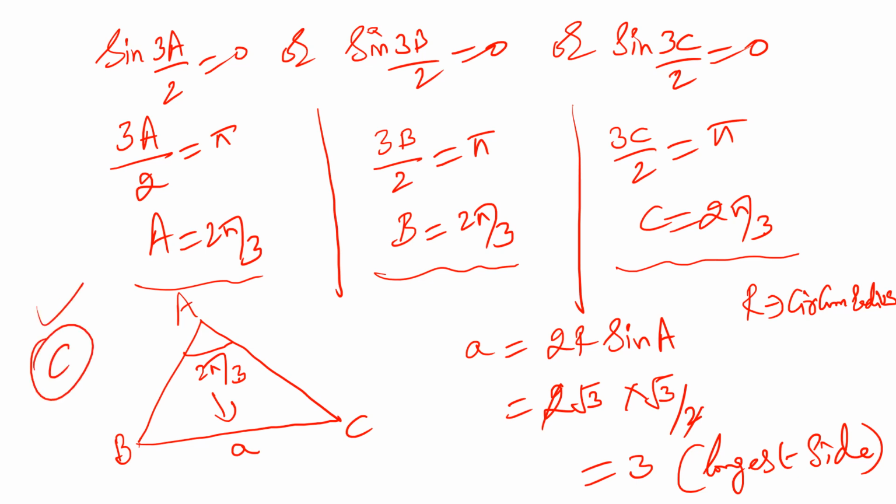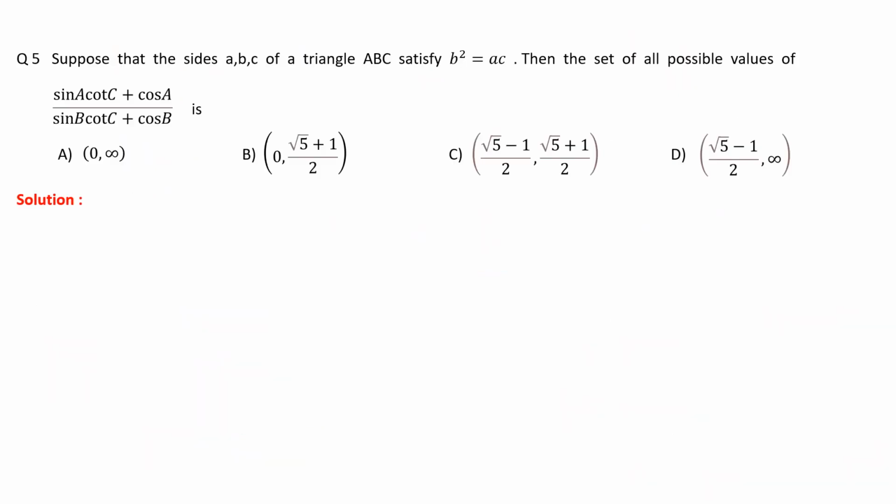Now we move to the next question. Now students, this is also a nice problem based on the topic of solution of triangles. In fact, in this question, you will be required to use triangle inequality. Now, the question says, suppose that the sides a, b, c of a triangle ABC satisfy b square equal to ac. That means the sides of the triangle are in geometric progression. Then the set of all possible values of this given expression is.